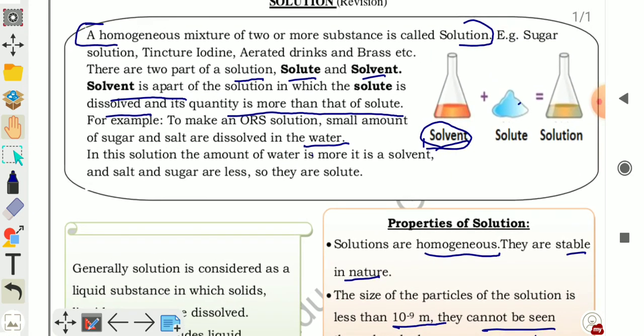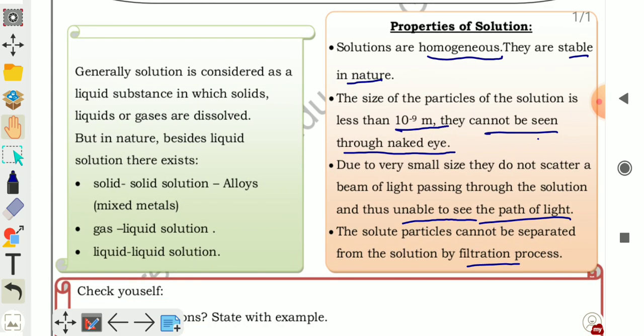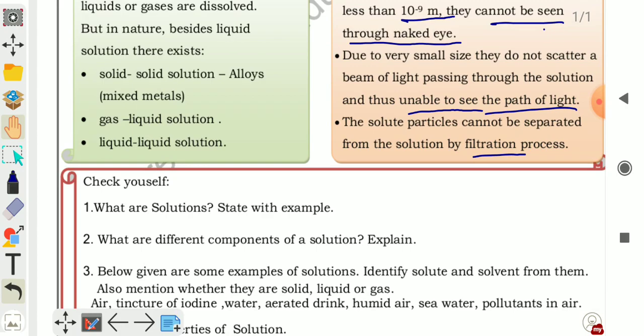Examples: sugar solution or an alloy, just like brass. Brass is an alloy which is made by mixing two metals, copper and zinc. Tincture iodine, when we dissolve iodine in alcohol. So these are different examples of solutions. Question number 2: What are different components of solution? Explain.